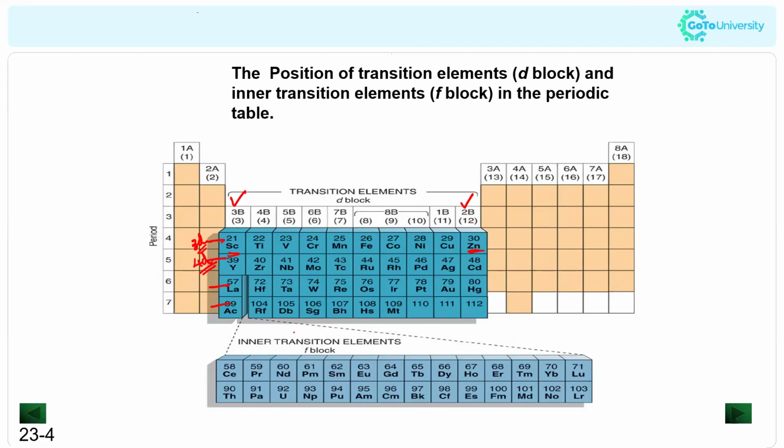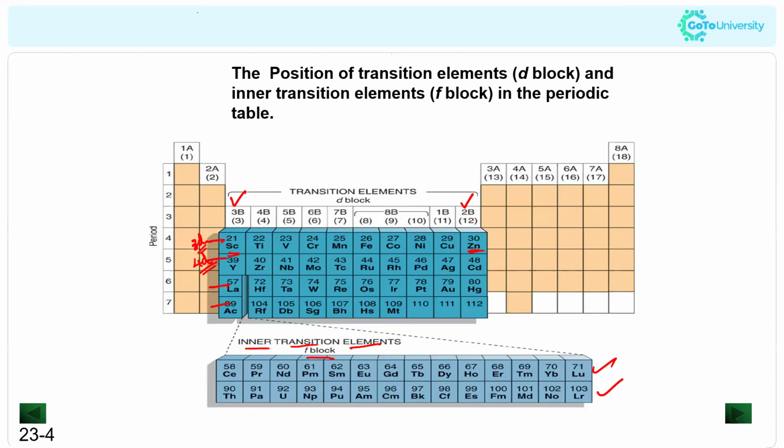Now, if you check the f block elements, inside the transition elements or the d block elements, we can see another kind of elements. They are inner transition elements. Why are they called inner transition? They are present inside the transition elements. That's why they are called inner transition elements. They are usually placed separately in the periodic table, and they are called f block elements. So these two separate rows denote the f block elements.